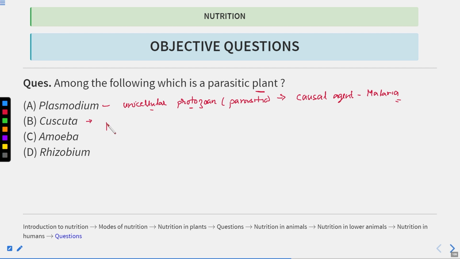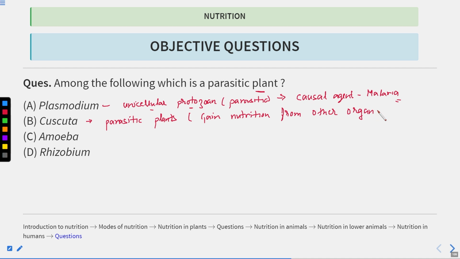So Cuscuta is a parasite. It is a parasitic plant. So what are parasites? Parasites are those organisms that are dependent on other organisms for nutrition, or you can say they gain nutrition from other organisms. So they gain nutrition from the host, or from the other organisms.